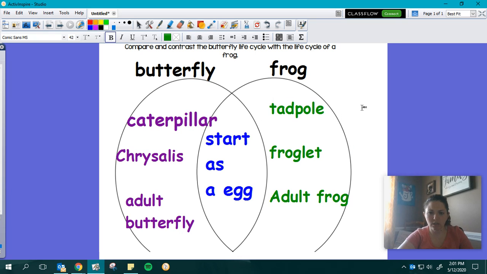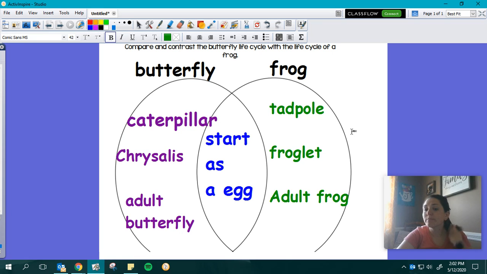So this is just a quick way to show what's the same and what's different between a frog and a butterfly. So I'm just comparing them and contrasting them. Now when I look at it, I can easily see that a butterfly and a frog both start as an egg. A butterfly is different because it goes through a caterpillar, a chrysalis, and then it turns into an adult butterfly. And a frog is different because it goes from an egg to a tadpole and then a froglet and then an adult frog.